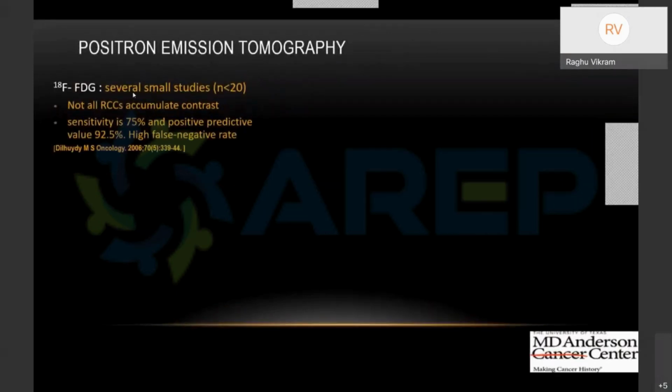There are several small studies. The problem is not all RCCs accumulate contrast, and the sensitivity and positive predictive value is not very good. The sensitivity was 75%, which is not that great. And positive predictive value is usually good, but there is a high false negative rate, and so that is why we don't use it regularly, but we do use PET-CT for metastatic setting.